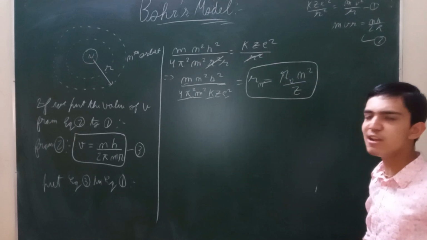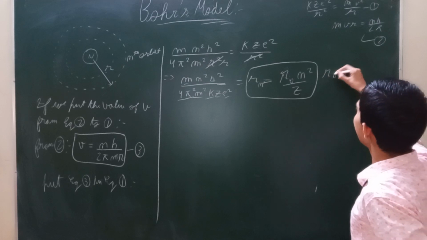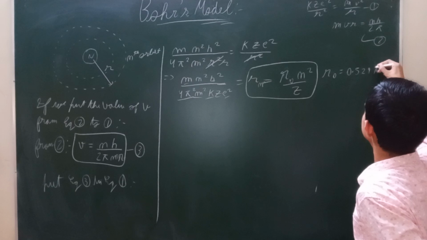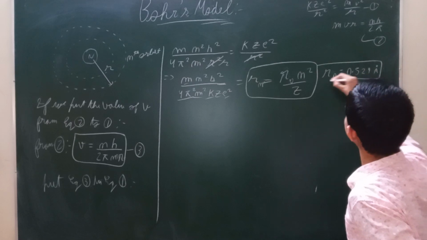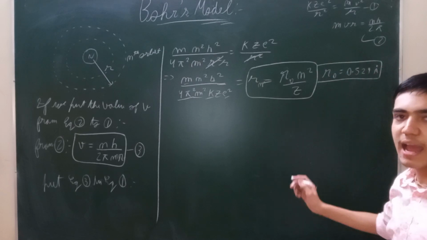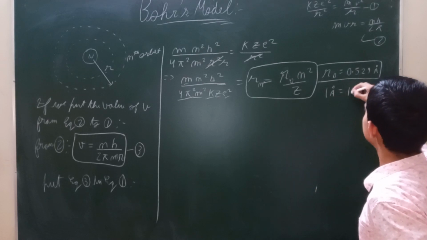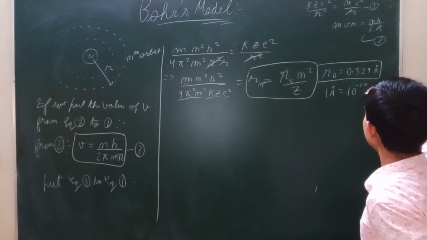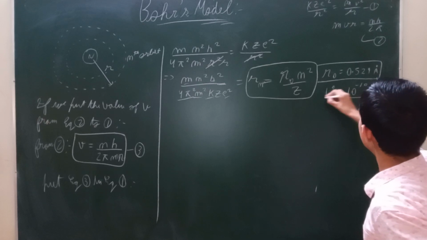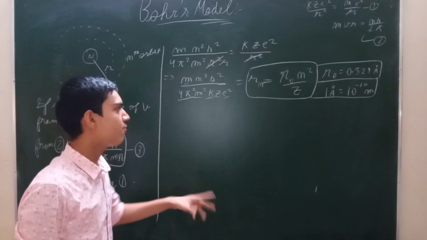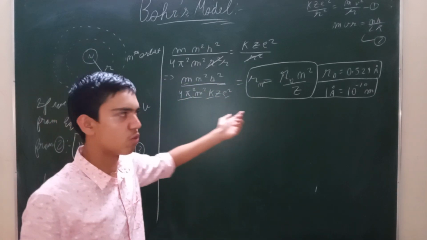So what will be the value of r naught? The value of r naught is 0.529 angstroms. If you don't know what this term angstrom is, then 1 angstrom is equal to 10 raised to the power minus 10 meters. This is the 1 angstrom. Okay, fine. This was the radius of nth orbit.